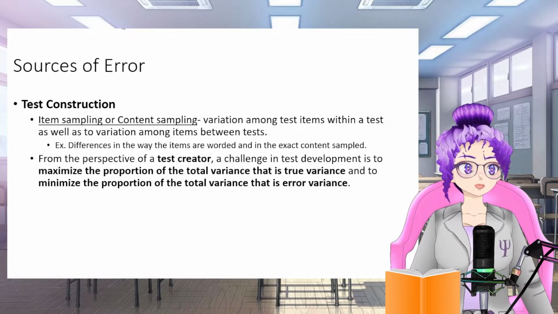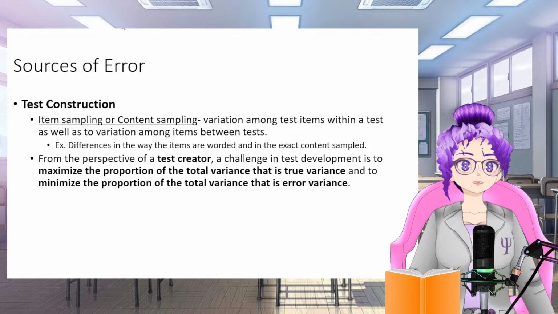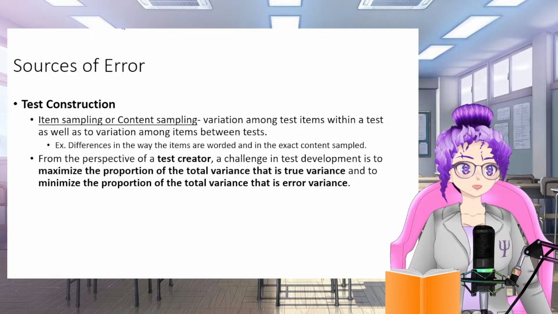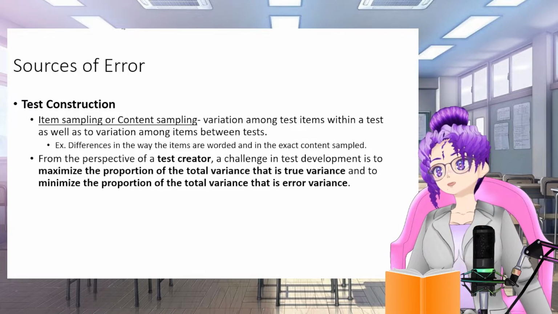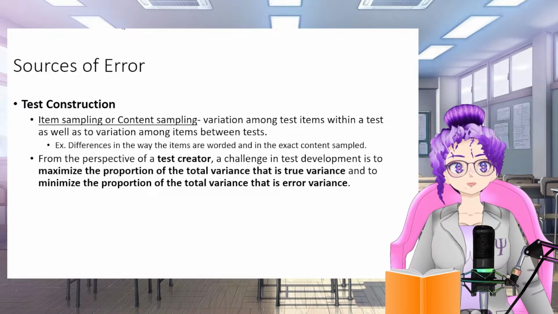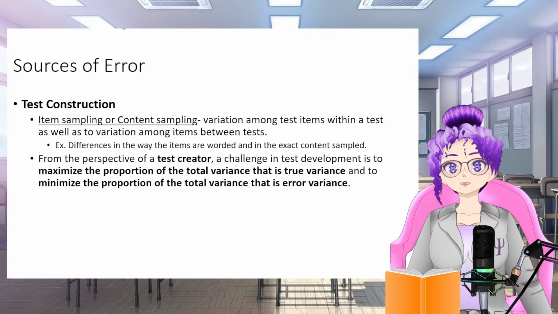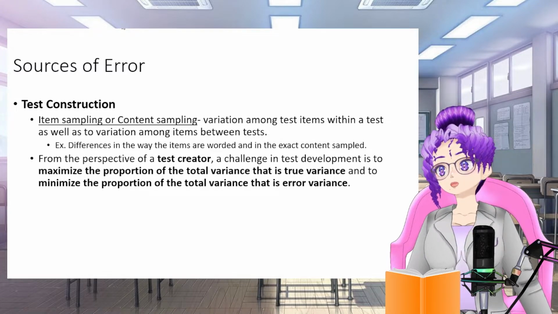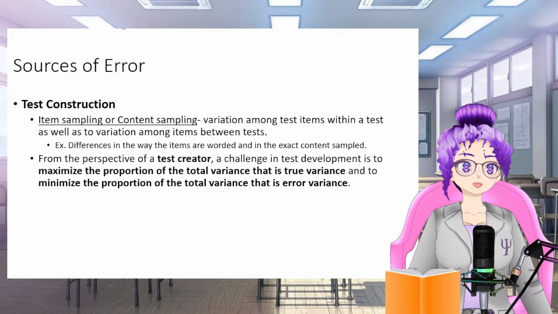So for example, in your midterm exam, in content sampling, how much of Modules 1 to 3 have I included in the test? Is it well sampled? It means, do all modules have the same number of items? Or in item sampling, how did I word the exam? How did I write it? It is also a source of error. So from the perspective of the test creator, a challenge in test development is to maximize the proportion of the total variance that is true variance, and to minimize the proportion of the total variance that is error variance.